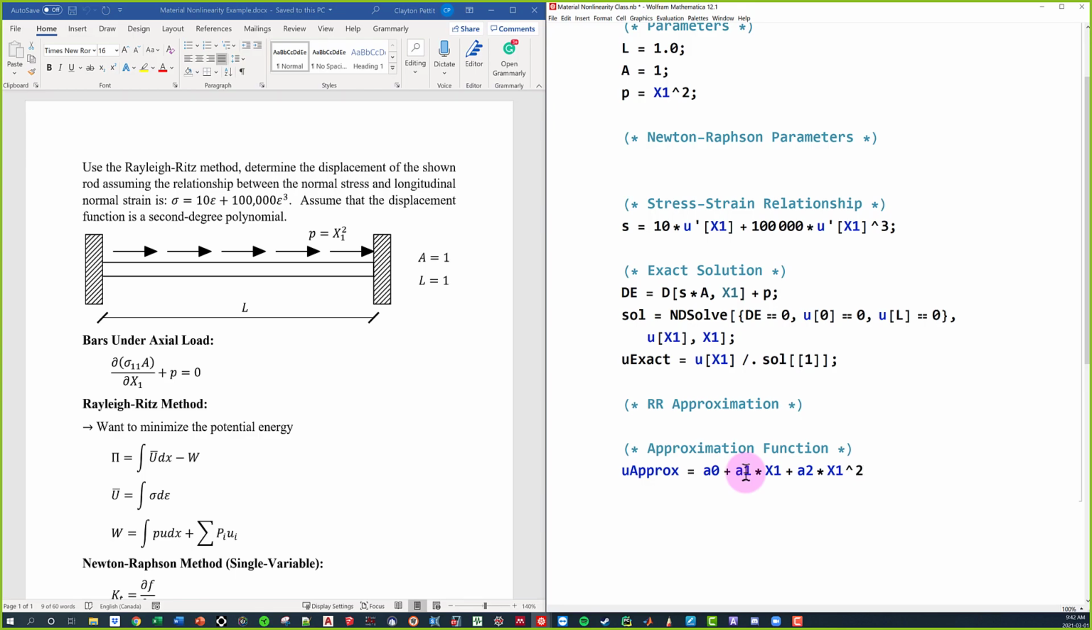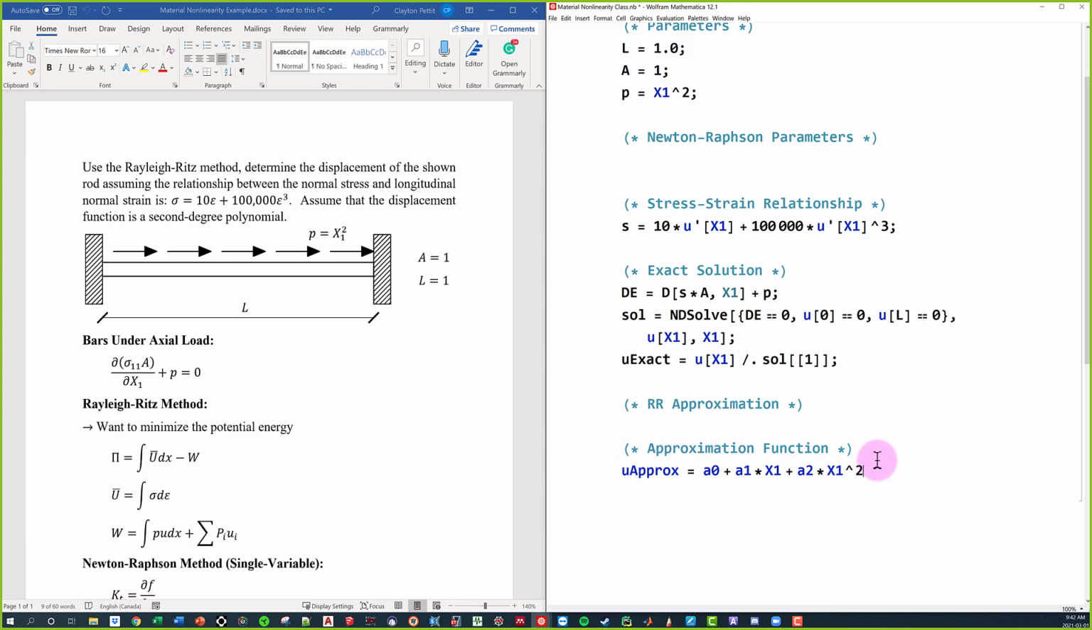Is that a second degree polynomial? What do you guys think in the chat? Is this a second degree polynomial? Am I good to go? Or am I going crazy? I got a yes. I'm not going crazy. You guys are correct. This is a second degree polynomial.